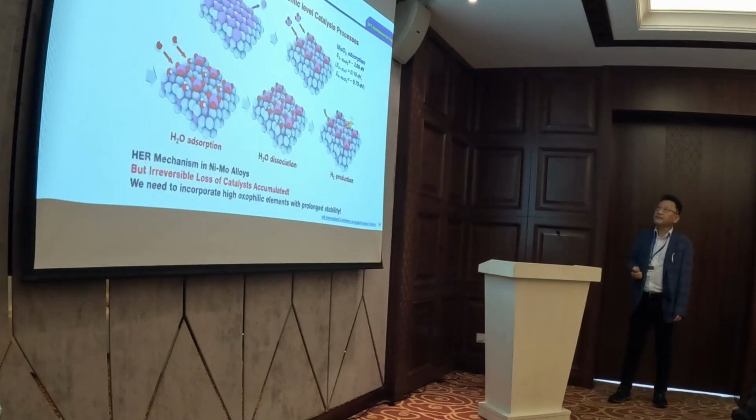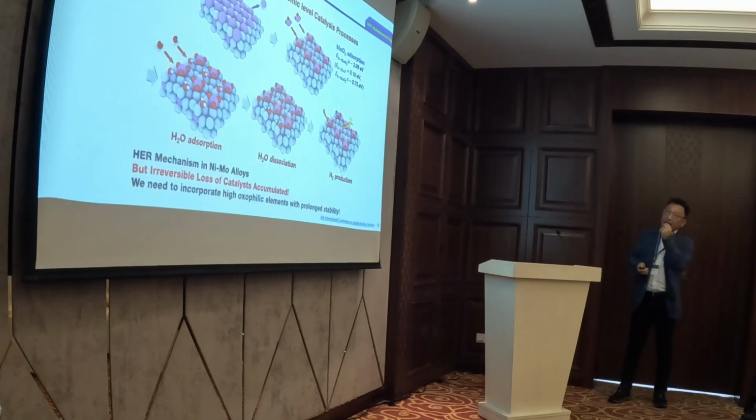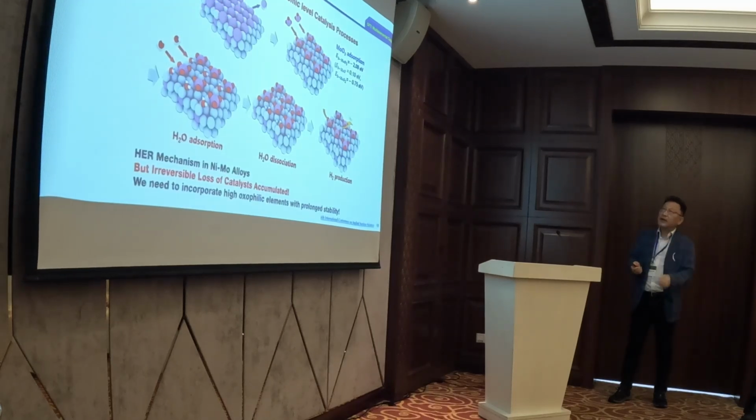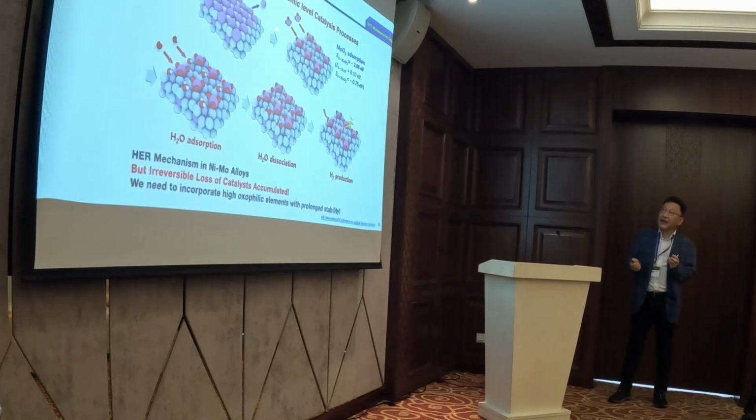Okay. So now the DFT calculation proposes a scenario like this. If you make molybdenum nickel alloys, molybdenum should dissolve in the alkaline media very quickly. Then what happens?